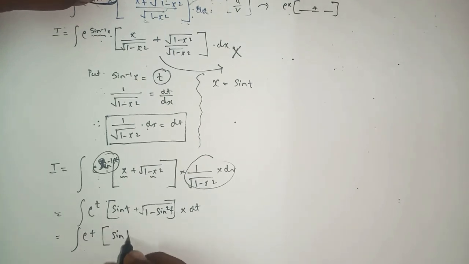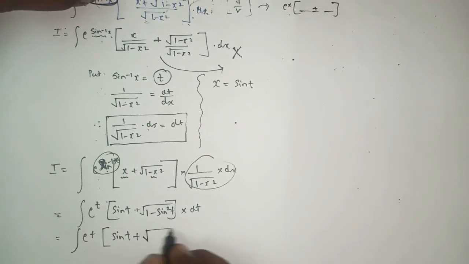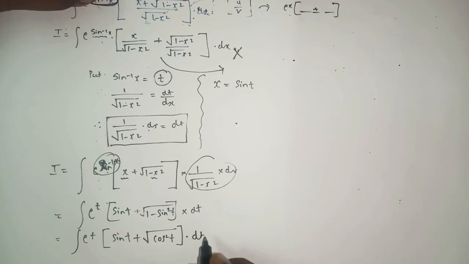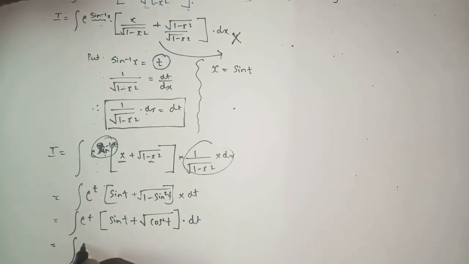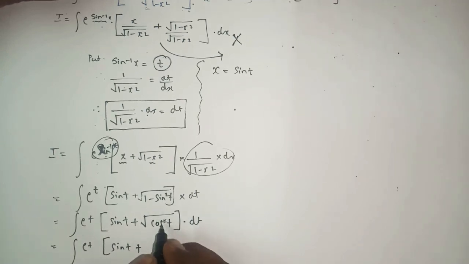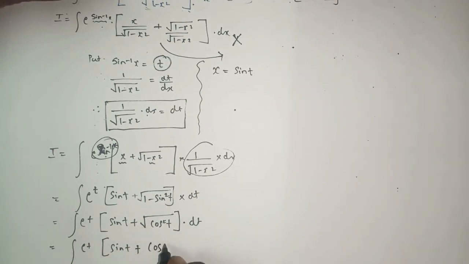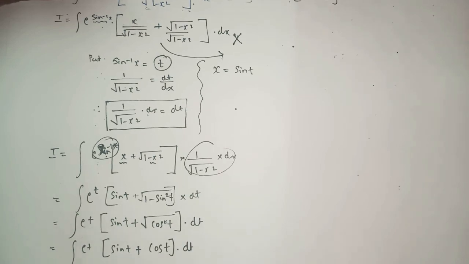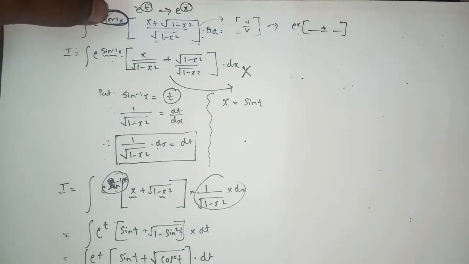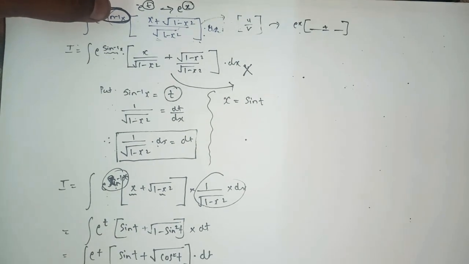We'll keep sine t also, and we know that 1 minus sine square t, using the identity property, is cos square t. Yes or no? In the next step, e raised to t sine t plus the square root will get cancelled, so here we are left with cos t into dt. I hope you all understood the adjustment section, how we did the adjustment for this sum.